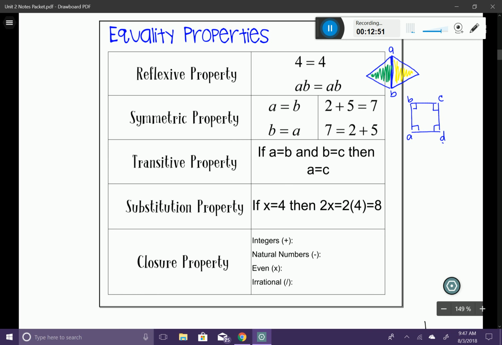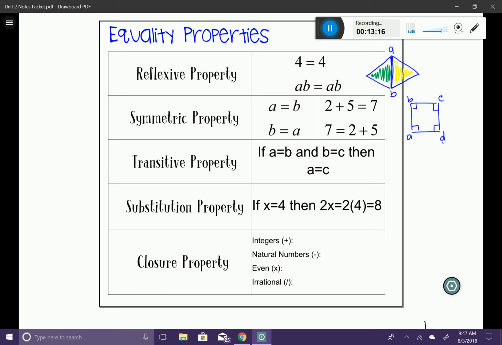Now, a more numerical example that might help you is this second example: 2 plus 5 is equal to 7. Well, we know 2 plus 5 is equal to 7, but can't we also say that 7 is equal to 2 plus 5? All we did was move it around so that we were able to see that no matter which way I write it, it's still going to be the same. It's not the same as the commutative property. It's not changing the order of the numbers.